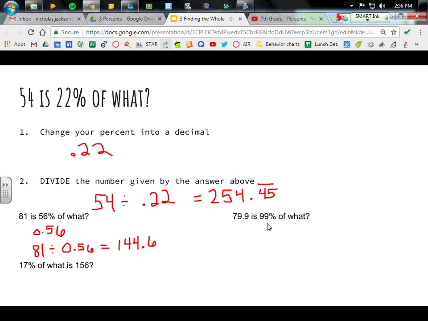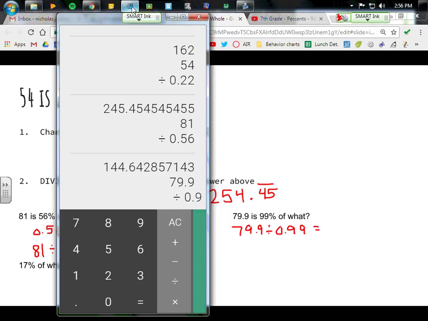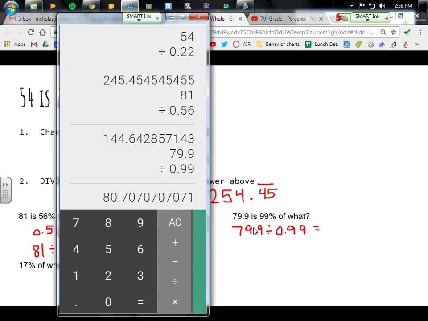All right, so 144.6. 79.9 is 99% of what? So we change 99% to a decimal by dividing it by 100. We get 0.99. We're going to divide 79.9 by 0.99. And let's see what we come up with. 80 and 70 hundredths repeating.